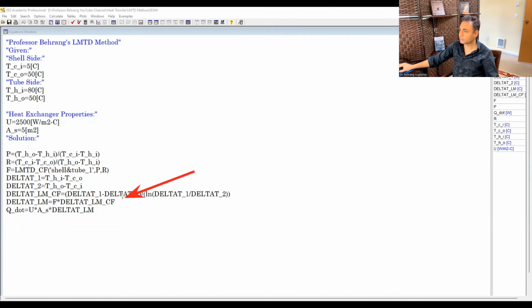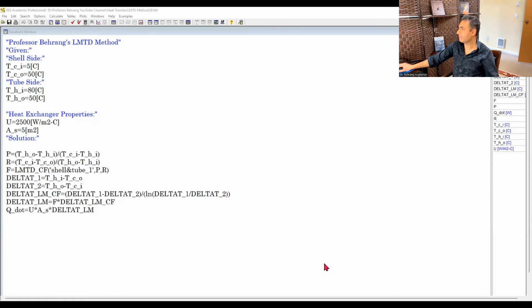Then delta T1 minus delta T2, ln of delta T1 over delta T2. And then you have the LMTD, which is the correction factor that was calculated here, multiplied by the counterflow delta TLM. Once I have that, I have the total equation. Q dot is U times AS times delta TLM, and problem solved. So this will get the job done, basically. Now, all I need to do at this point is to run this. Okay, I'm going to run it, see what happens.